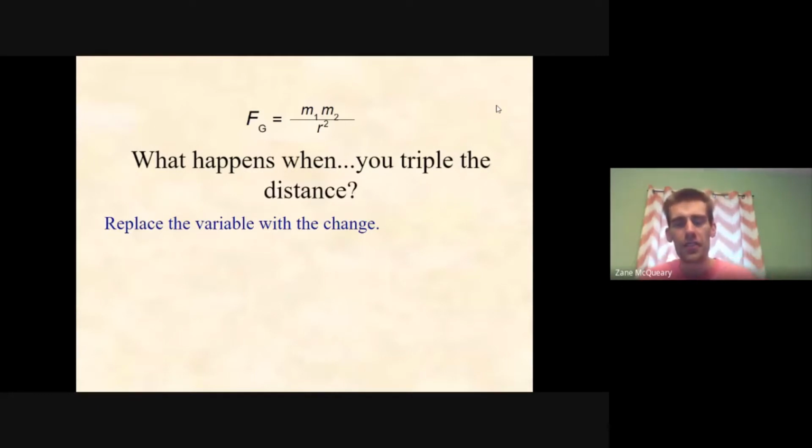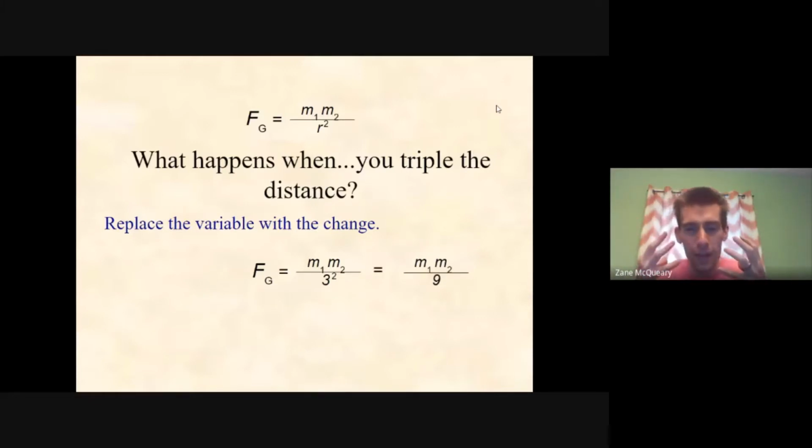You triple the distance. So instead of changing the mass, we're going to be changing the distance. So that means those m's will stay the same. Only the distance will change, and we'll go ahead and solve that out. Remember, it is squared, so don't just leave it alone as 3 on the denominator. We're going to actually have to simplify that. So it is now 1/9 of the original magnitude.